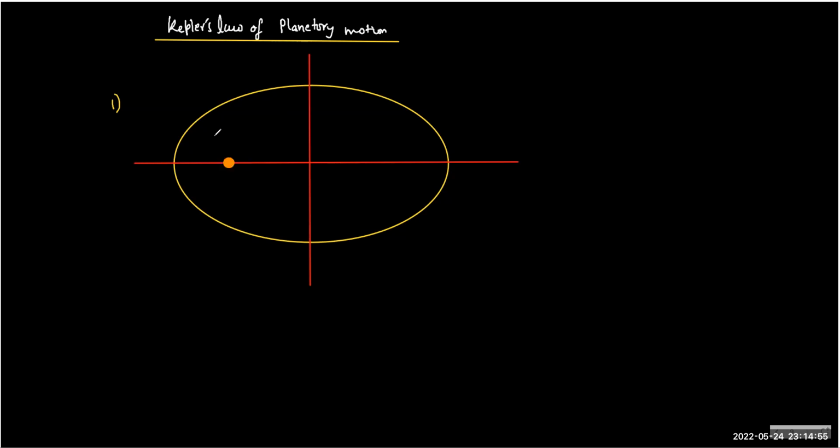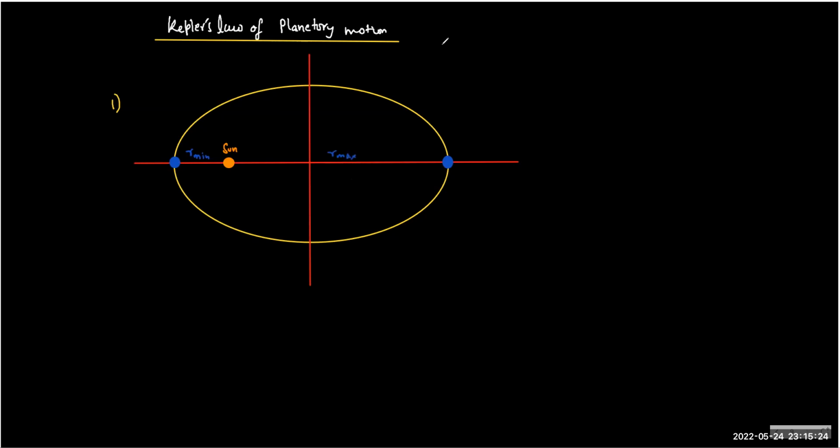All right. So this is the Sun, and Earth is moving around the Sun. So 2 points are of great interest: the nearest point and the farthest point. So this is called R minimum, the nearest to the Sun, and this we call R max.